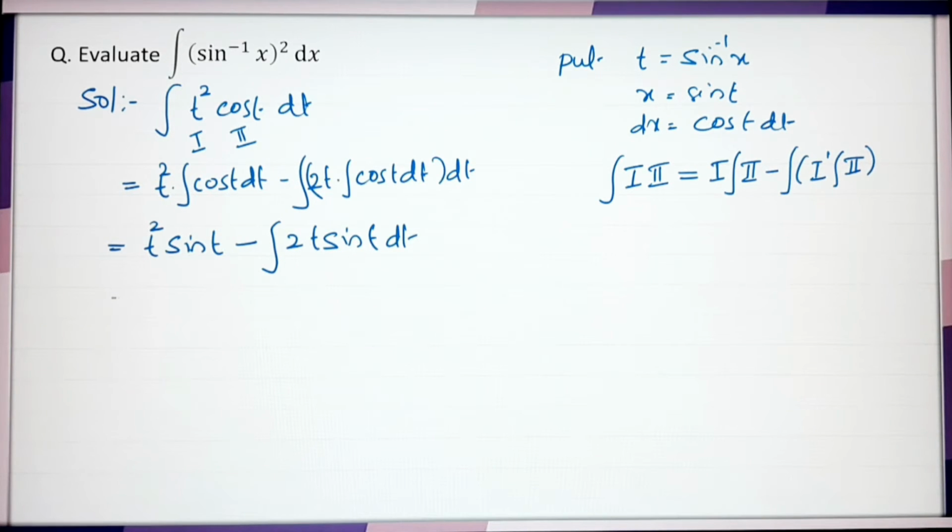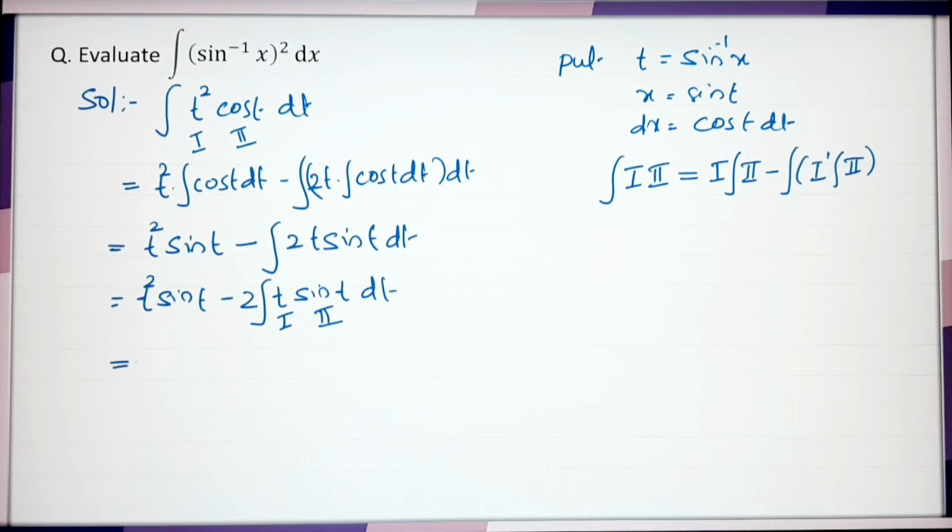In the next step, t square sin t minus 2 can be taken out from the integration. So 2 times integral of t sin t dt. Again we have a product here, t into sin t. So we will use the same method, integrating by parts. Again keeping the first function as t and second function as sin t.